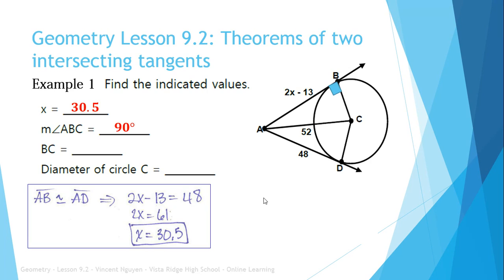So, that's pretty straightforward, just using the property, right? To find BC, notice BC and CD are actually equal because they're both radii, right? They're the radius of the circle. Okay, so how are we going to use this relationship?